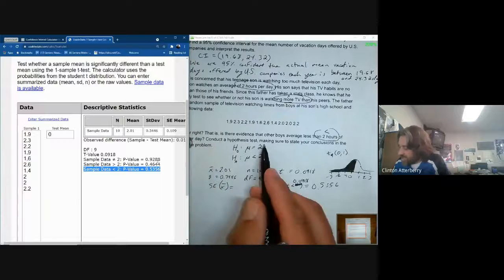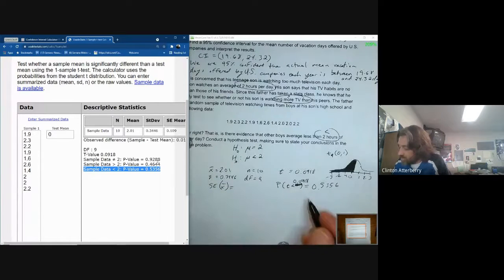Conduct a hypothesis test. Make sure to state your conclusions in the context of the problem. So doing the hypothesis test, that's that.